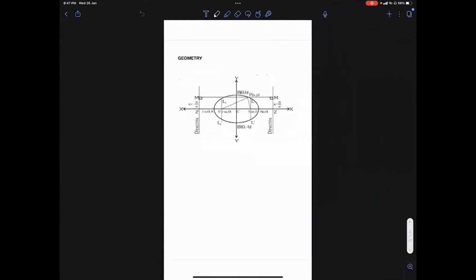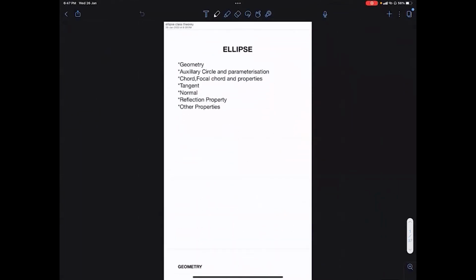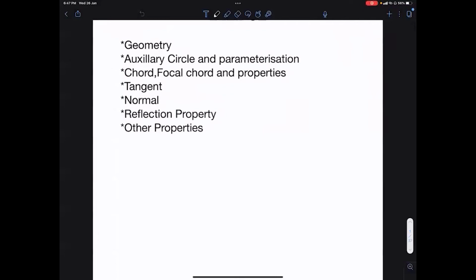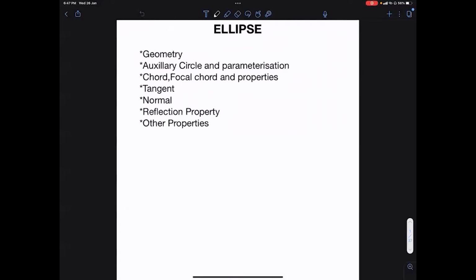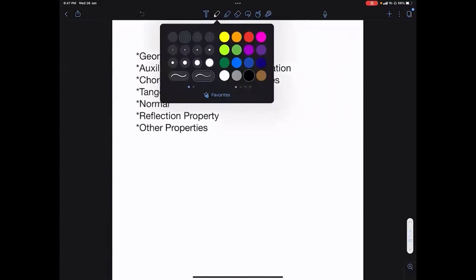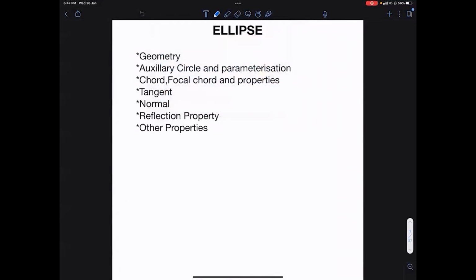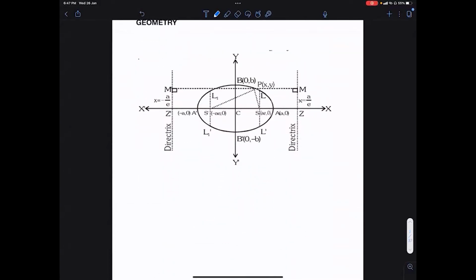So let us start with ellipse. As we have discussed yesterday, it's more or less the same thing you have in ellipse which you have in parabola. The extra thing is the auxiliary circle. That's all. But the remaining geometry and parameterization are there in parabola also: chord, focal chord, tangents. Mainly these are the important parts. So let us quickly go.